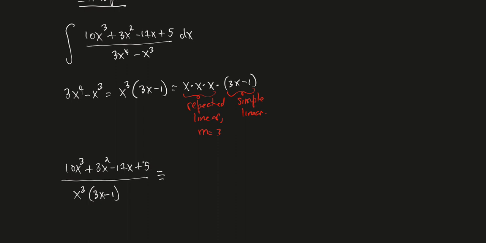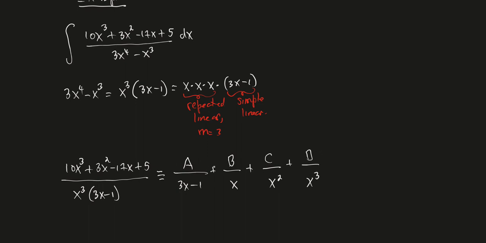And our PFD says that, well, let's handle the simple linear first. So we'll have a constant over 3x minus 1. And now let's handle the repeated x's. Well, the process says first you take one factor of x, you put that as a separate fraction. Then you take the 2 factors of x, you put that as a separate fraction. And then now you take all 3 together and you make that, now we have 4 fractions in our decomposition.